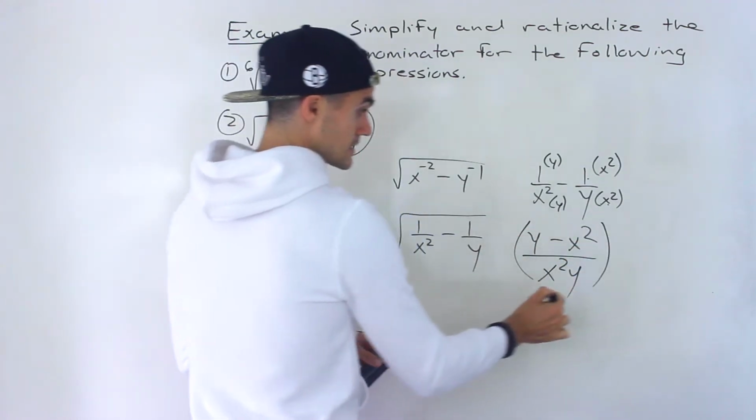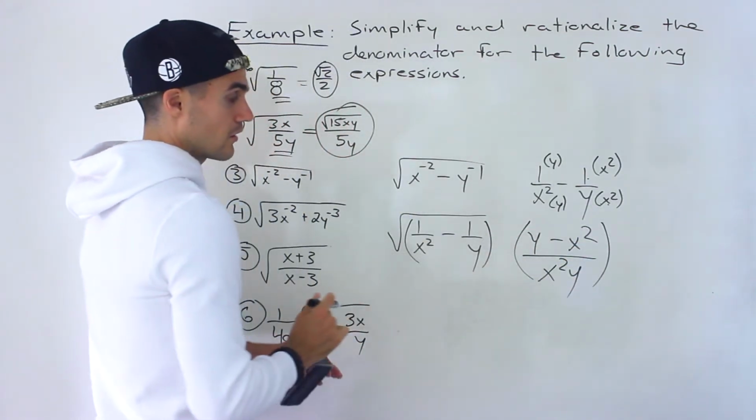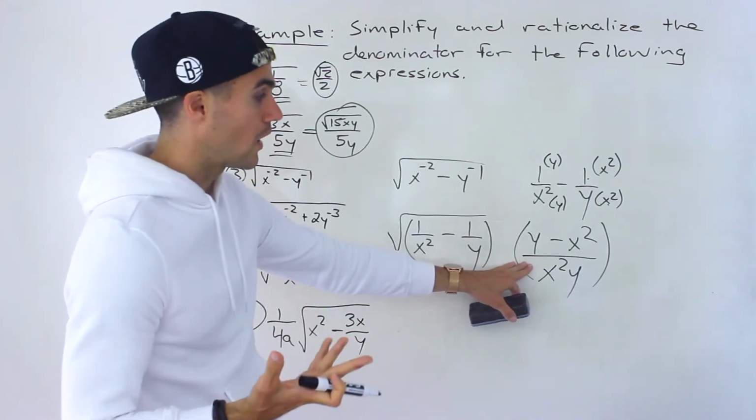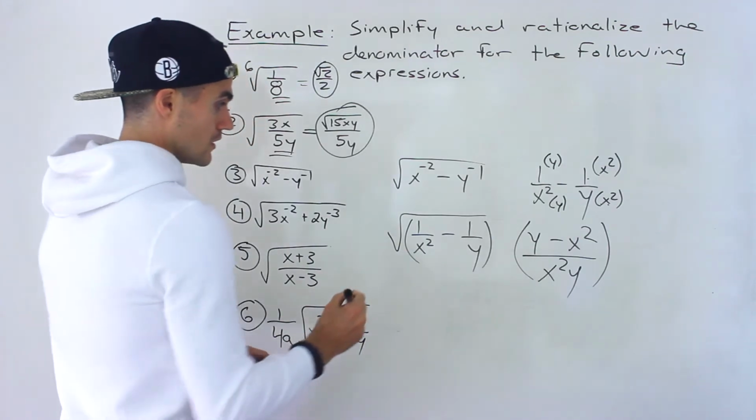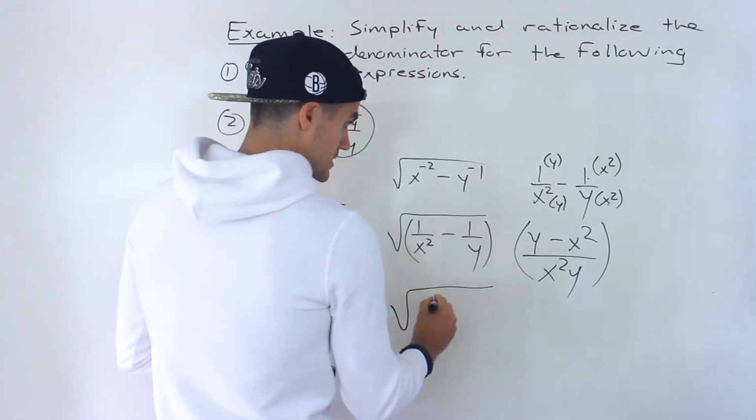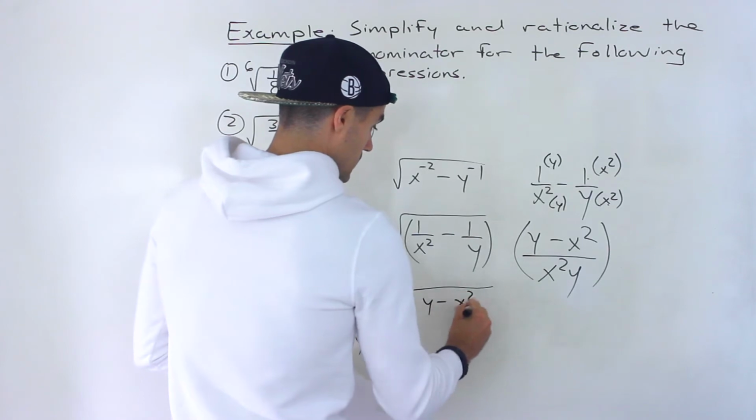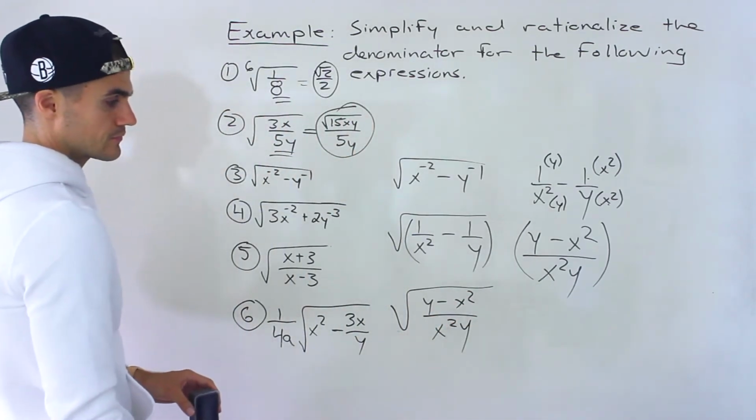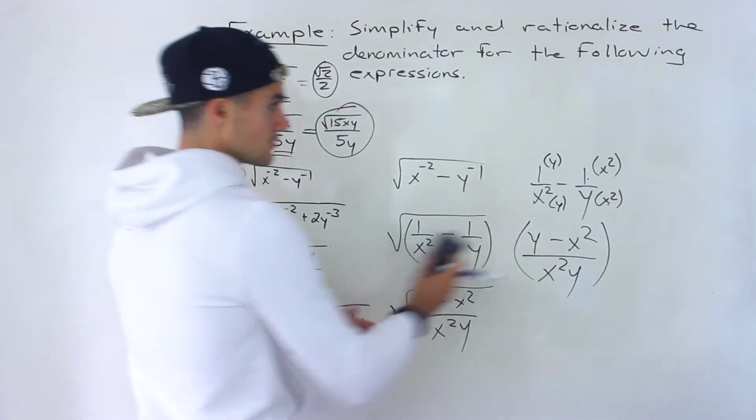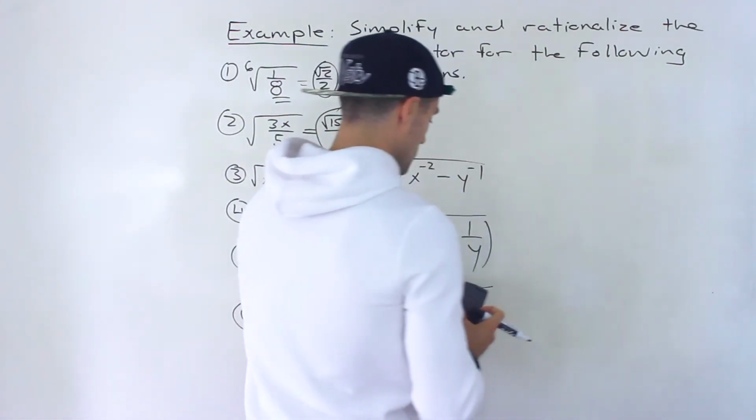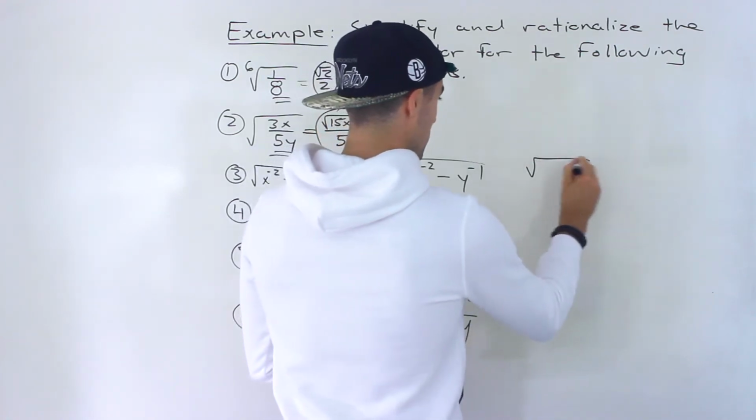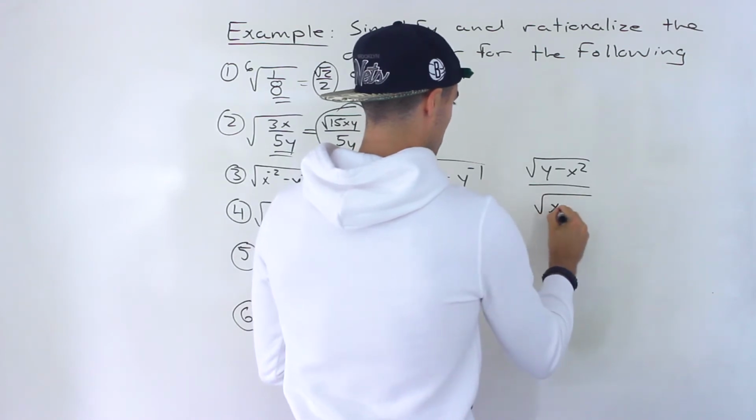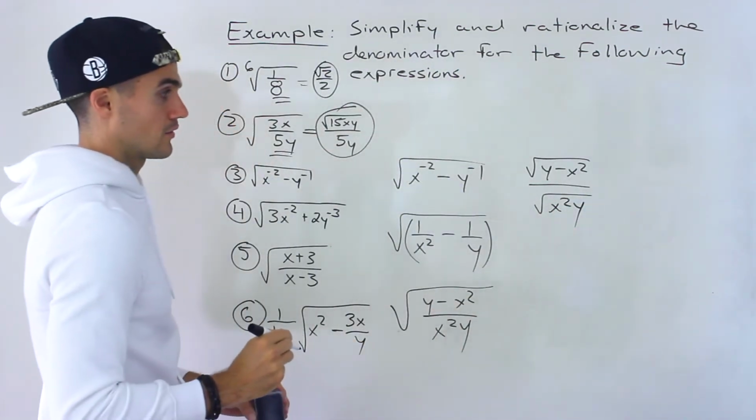Okay, so this and that are the exact same thing. It's just now this, notice, it's one fraction. So we can rewrite this now as the square root of y minus x squared over x squared y, like that. Notice this doesn't simplify, so what we would do, exact same process, we would put the numerator under the radical, put the denominator under the radical.